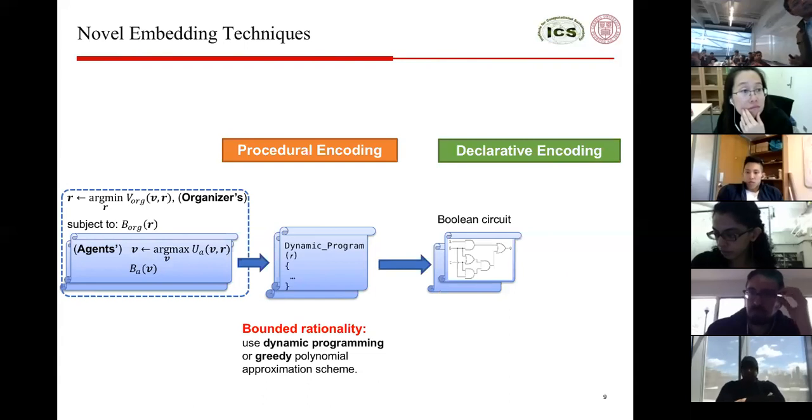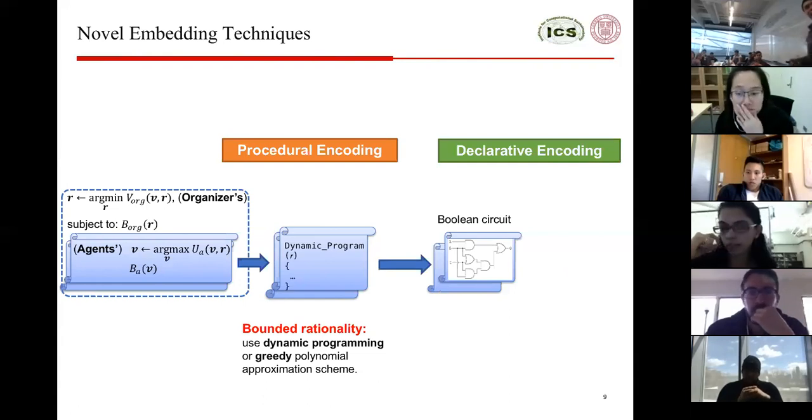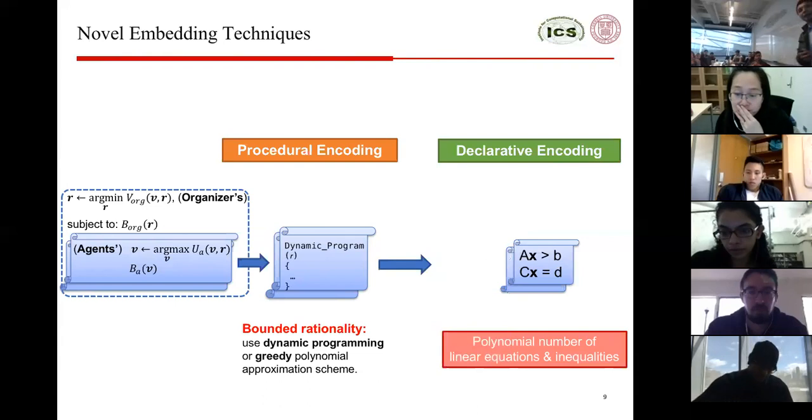But for the agent behavior model that we consider in our paper, we are able to do it a little bit better. Boolean circuits actually don't scale quite well with our constraint programming problem. So what we are able to do is compile the agent's decision process from a procedure encoding into a set of linear constraints. So these are constraints with binary variables.